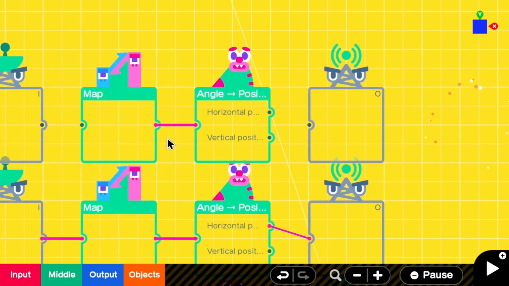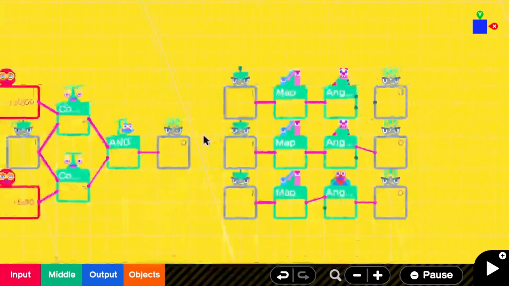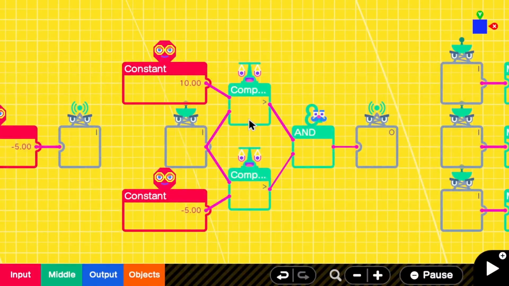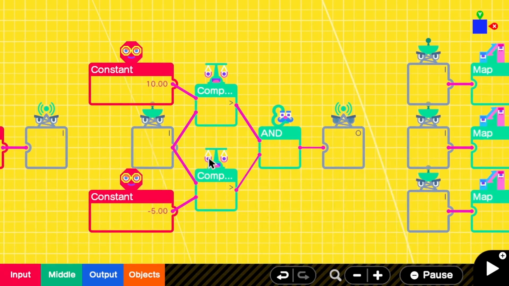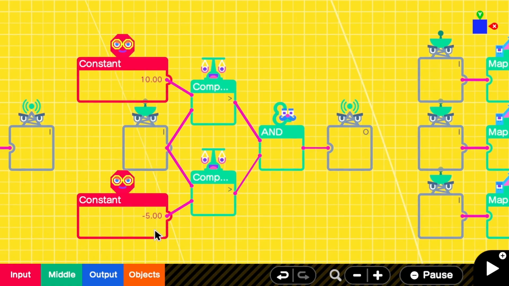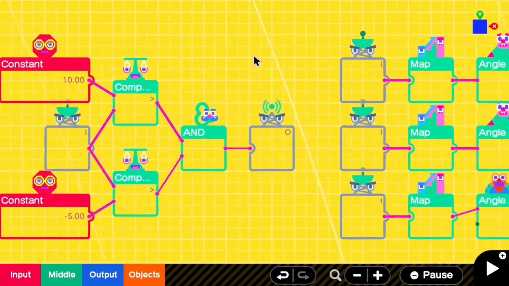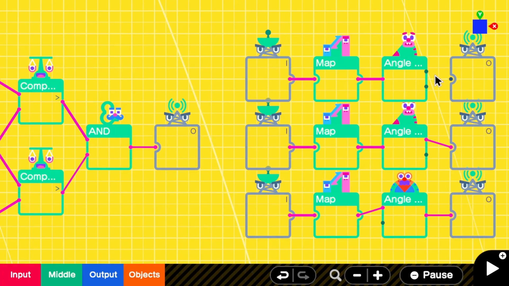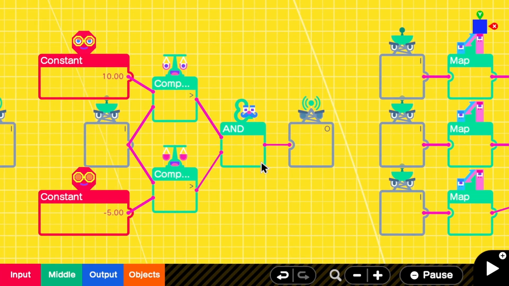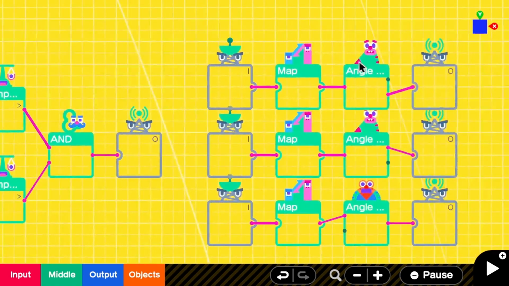So in essence, we've basically been able to replicate this system here, which checks if a number is between two numbers. For example, here, this is how you would typically check if a number is between -5 and 10. So if the number is between -5 and 10, only then will this AND turn on and activate this output. But using this special fact of the angle to position nodon, we're able to replicate the same setup that uses 5 nodons using only 2 nodons.